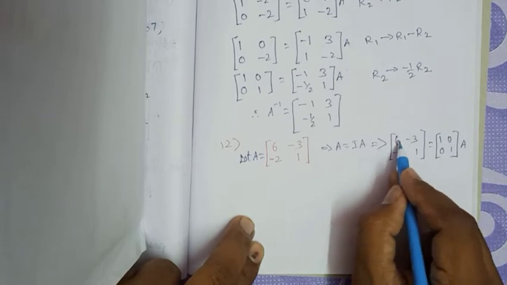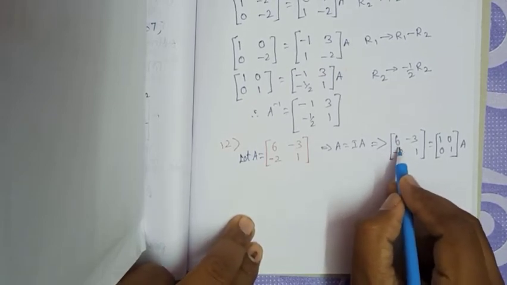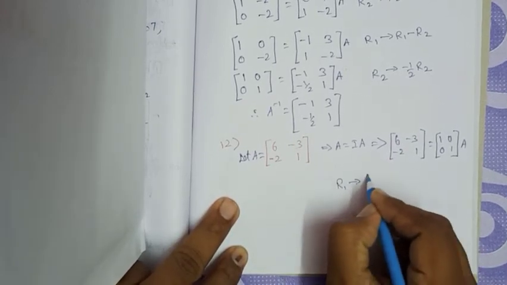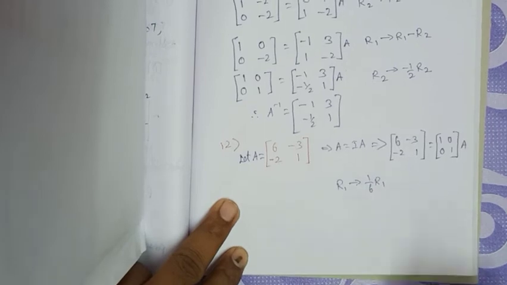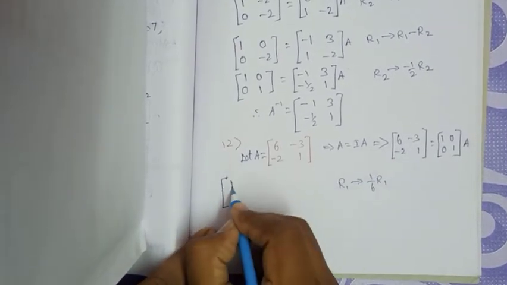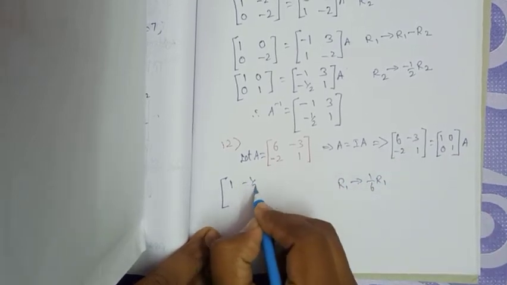The first entry is 6, so we can divide it by 6 and this entry becomes 1. Now applying the rule R1 implies 1 by 6 into R1, we get 1, and here minus 3 by 6, so we get minus 1 by 2.